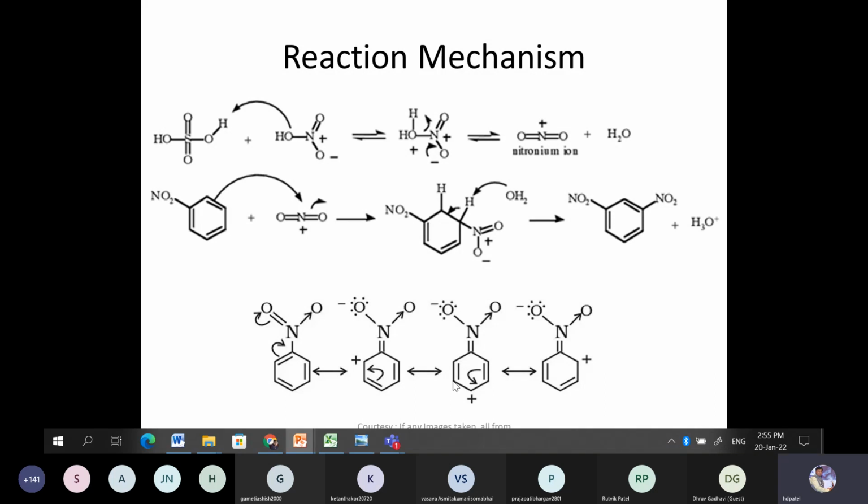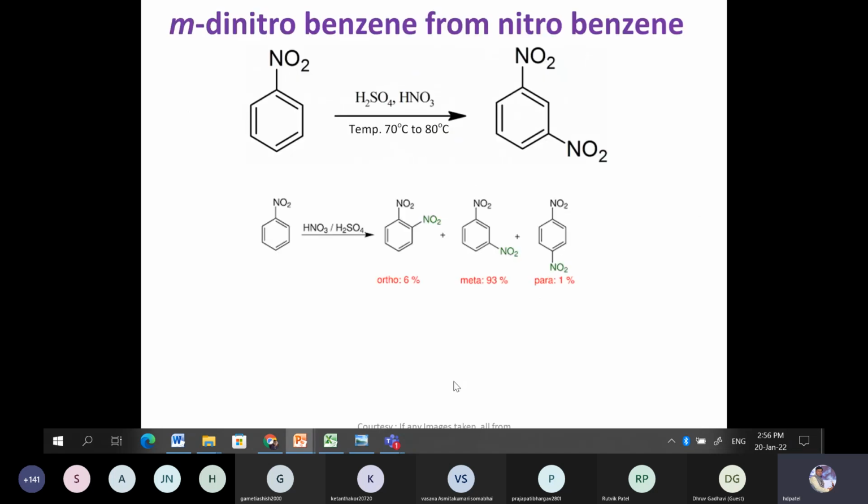Partial amounts of other products or isomers will form due to the resonating structure, but the major product will be based on the meta direction, and that's why we get 93% meta product, 1% para product, and 6% ortho product. So why are this 1% and 6% formed?